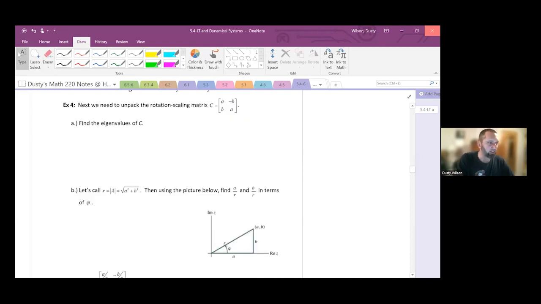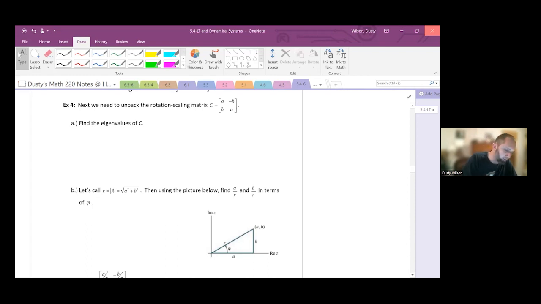At the end of this lesson, we're going to put a whole bunch of things together and see this kind of cool relationship where some matrices can be factored and involve a rotation scaling matrix. In order to get there, we need to unpack this idea of a rotation scaling matrix. So let's begin by finding the eigenvalues of C, where C is the matrix A, minus B, B, and A.